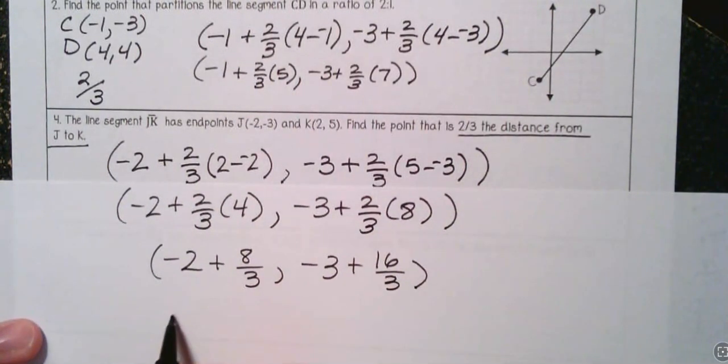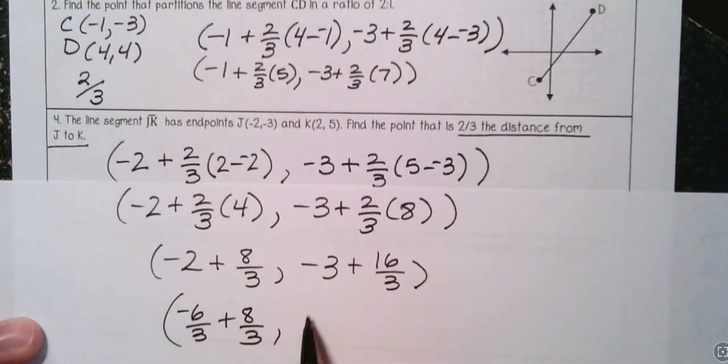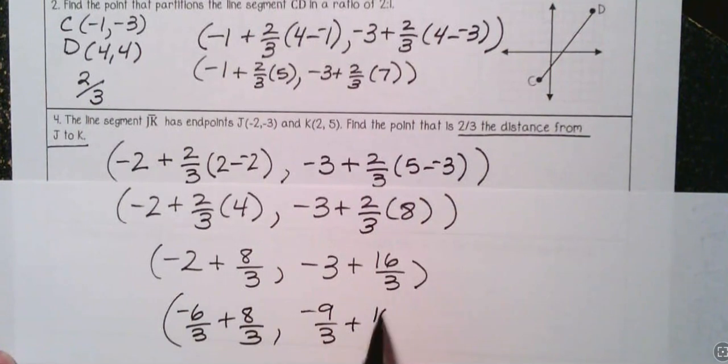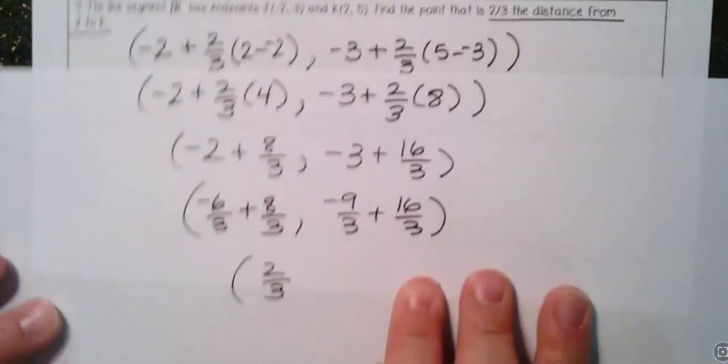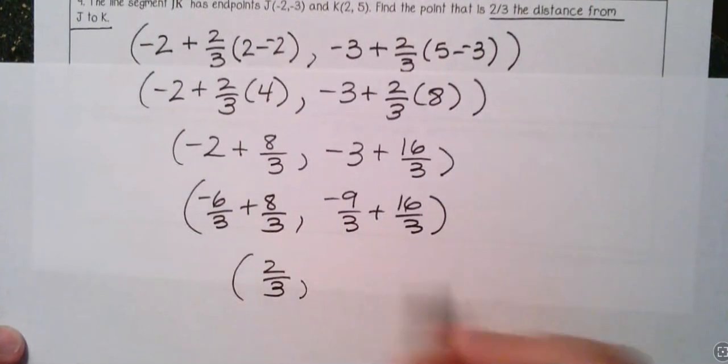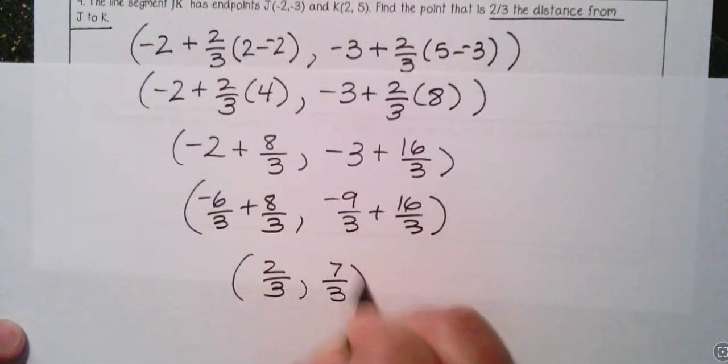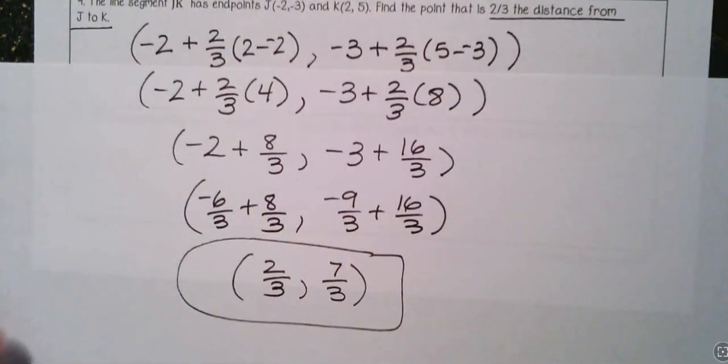And this is -6/3 plus 8/3. -9/3 plus 16/3. And this gives me 2/3, running off the screen, and 7/3. And that is my answer. That is the point that is 2/3 of the distance from J to K.